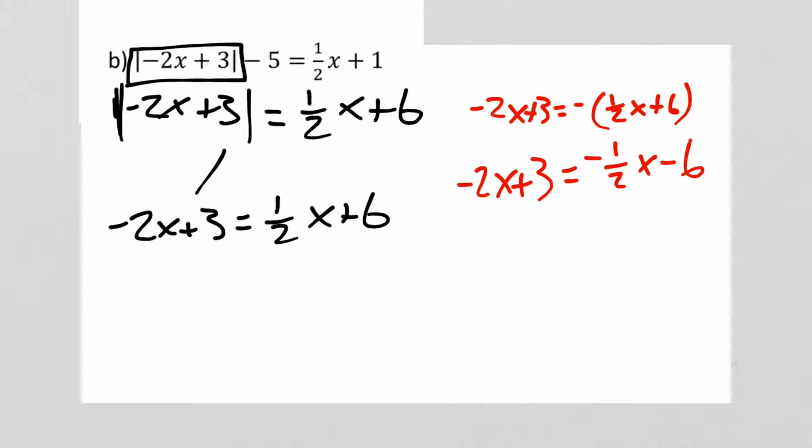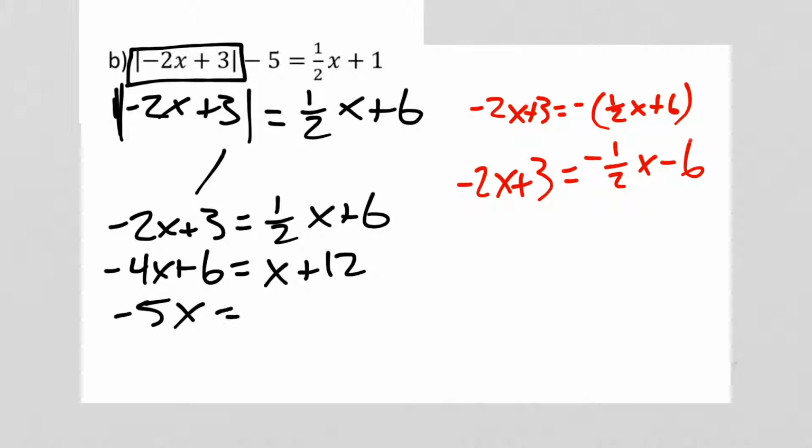Let's solve the positive equation first. I'm just going to multiply everything by 2 to get rid of that 1/2. Why not? Negative 4x plus 6 equals x plus 12. Subtract x from both sides? I don't know, why not? Negative 5x. Let's subtract that 6 as well. Equals 12 minus 6 is 6. So x equals negative 6 over 5, maybe.